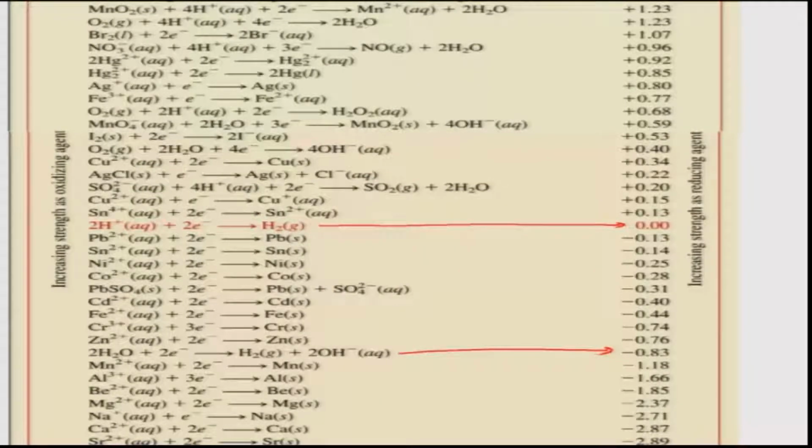So, this is pH greater than or equal to 7, this happens at pH less than 7. Now, this is a very strong reduction-oxidation reaction when we compare with this. Similarly, we have this which is minus 0.44, zinc is minus 0.76, even aluminum is minus 1.66.